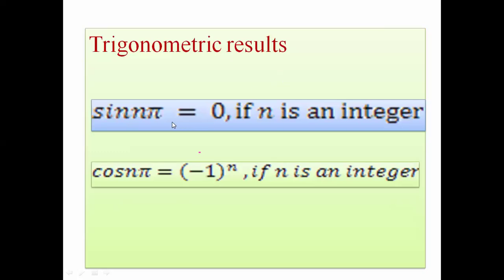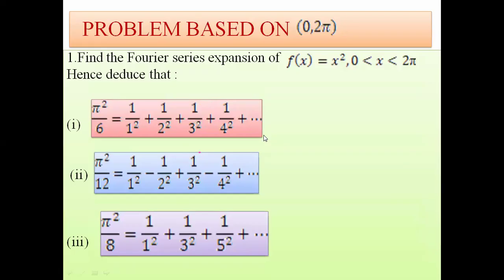Trigonometric results are very important to know. Sin n pi is equal to 0, cos n pi is equal to minus 1 power n, cos 0 value will become 1, sin 0 value will become 0. So this is very important. Sin n pi means 0 where n is an integer, and cos n pi is minus 1 power n if n is also an integer.